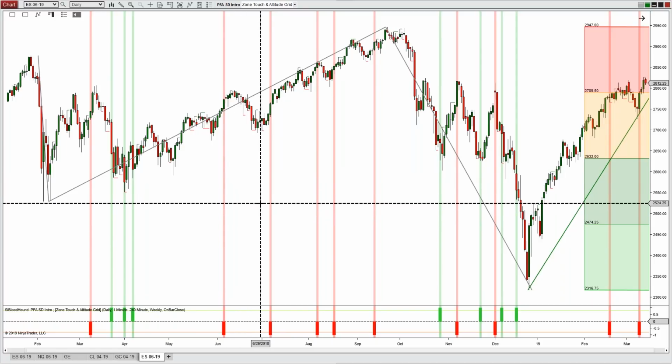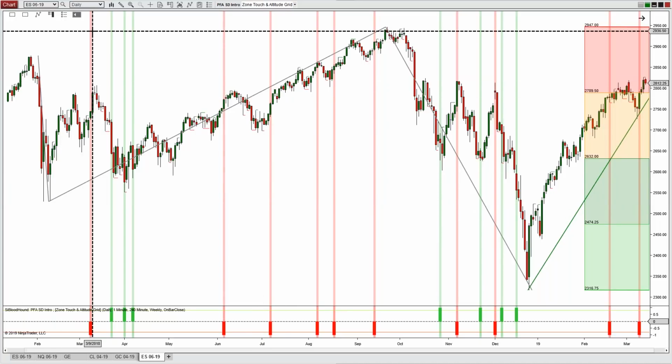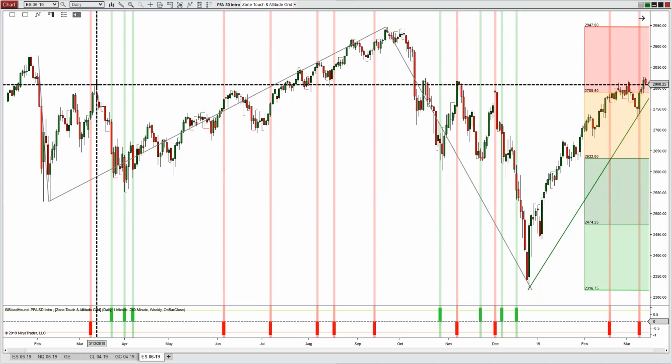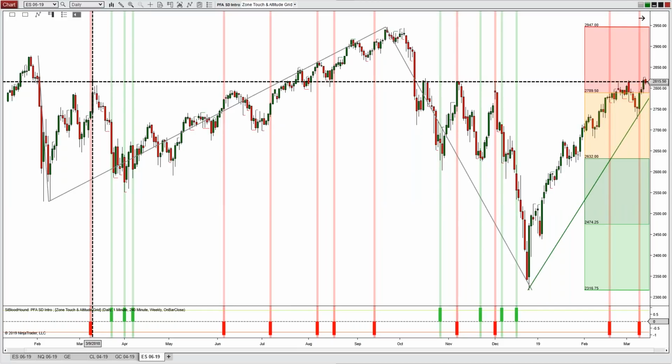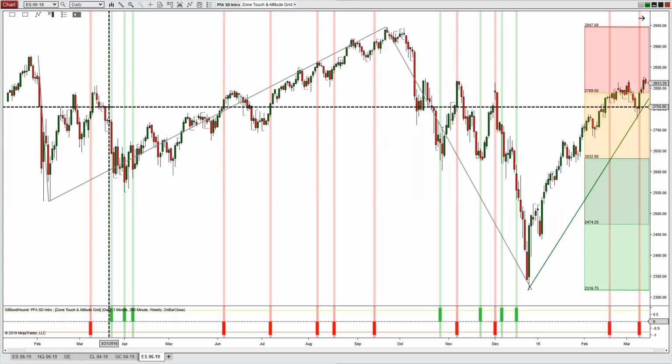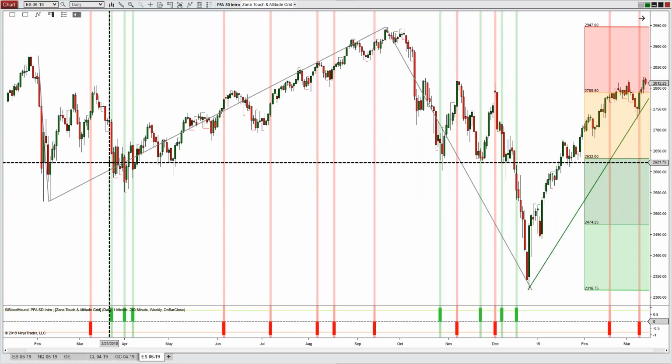My mouse seems to be going crazy there. What I wanted to do today is show you how effective simplicity can actually be. So I'm going to go back and explain to you what you're actually seeing. The red, as you probably have already guessed, is where we would be preparing for a sell opportunity, whereas the green is where we would be preparing for a buy opportunity.